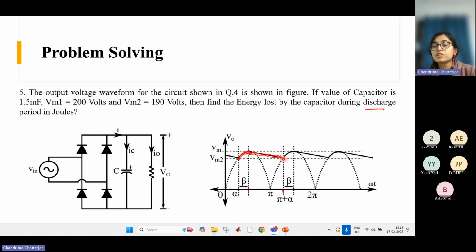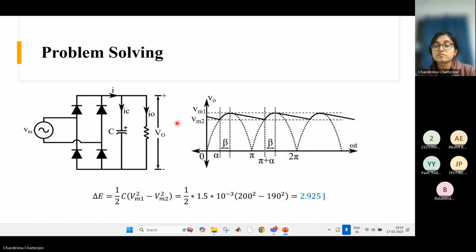Again, at this point, we know the value of Vm2. This is the final point. If this indicates the starting of the discharging period, this indicates the ending of the discharging period. So we know the initial voltage, we know the final voltage, and we know the capacitance value. So we have all the data.